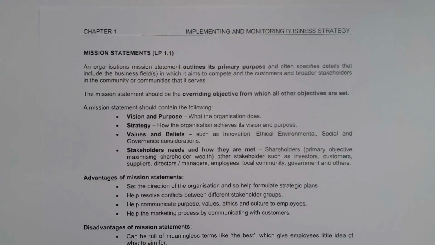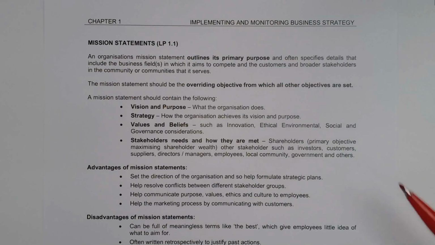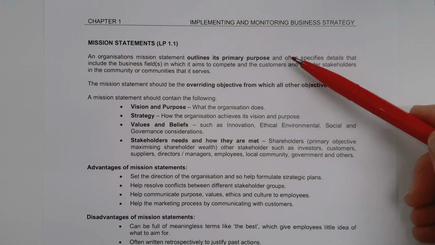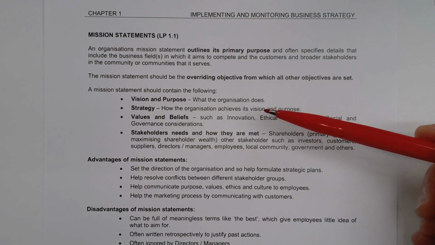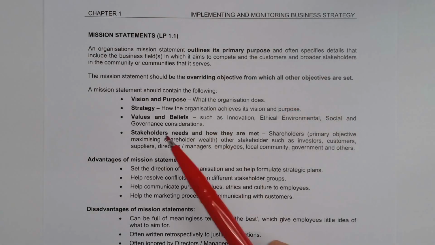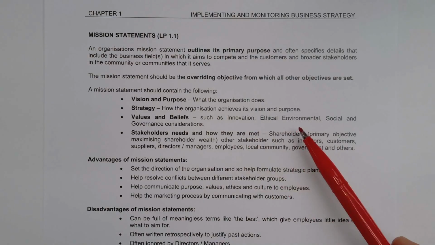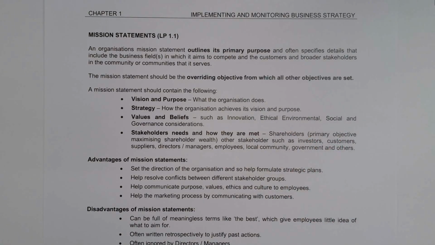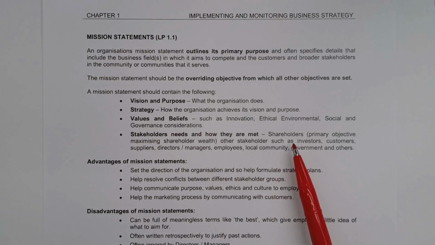So again, just be aware of what mission statements are and what they would cover. Mission statements outline the primary purpose of the organization. It's the first objective from which all others are set. And a mission statement would involve things like this: the vision, the purpose, so what we're trying to achieve, what the organization does, the strategy, so how we achieve that purpose, the values, the beliefs, innovation, or maybe some ethical beliefs, environmental, social governance, stakeholders, and how we meet our various stakeholder needs.